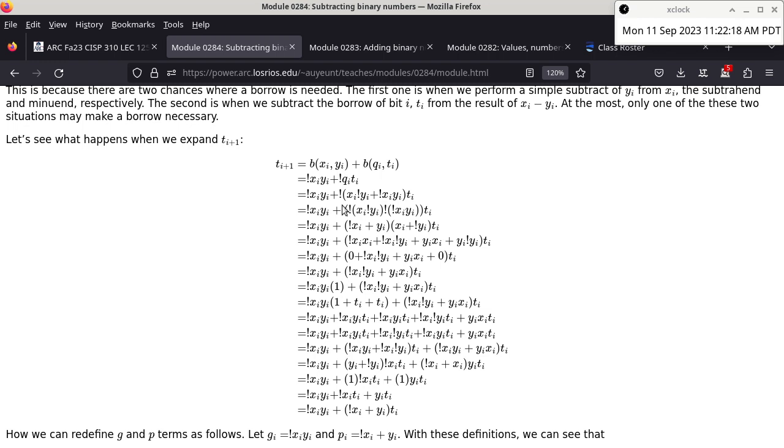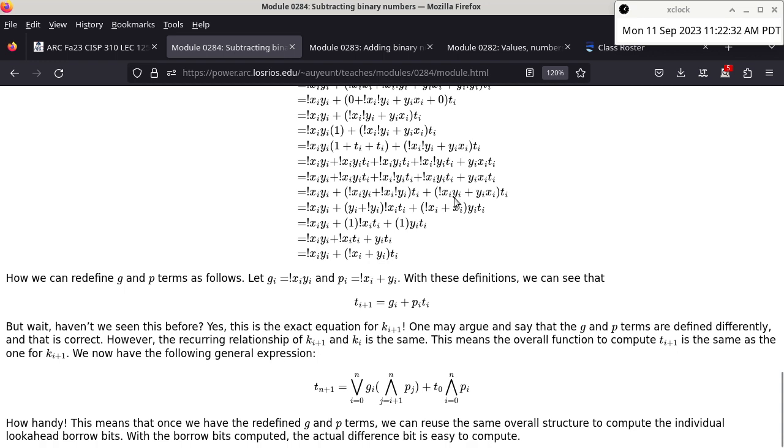Anywho, this doesn't solve the problem. T of I plus 1, after all this work, is still depending on T of I. We saw that problem before, didn't we? Except this time, it's also very important, so you might want to write down this definition for binary subtraction. Make sure that you phrase it exactly the way I said.